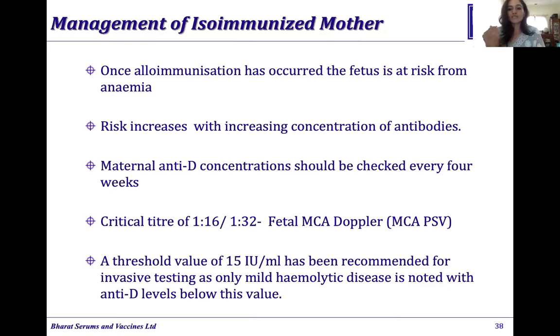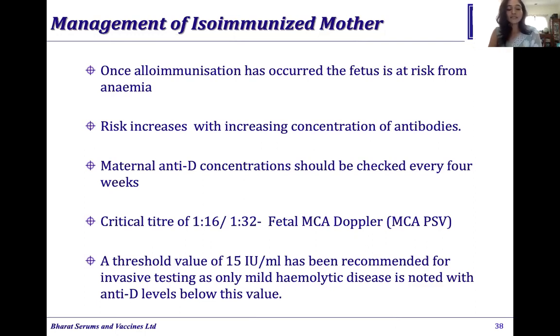We look at how much dilution the serum is still coming positive for the ICT, and the dilutional titers are given in ratio. So once the mother is positive for ICT, we look at the titers. If the titers are not critical, we will go on checking every 4 weeks. The critical titer depends on the lab and the hospital. Every lab and hospital has to designate their own critical titer, which is usually 1:16 or 1:32.